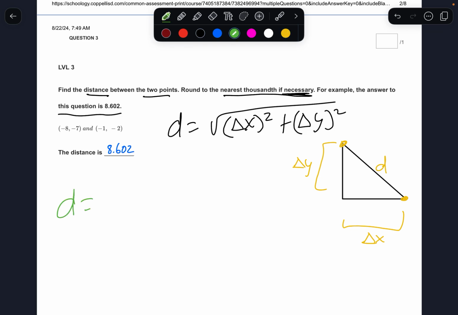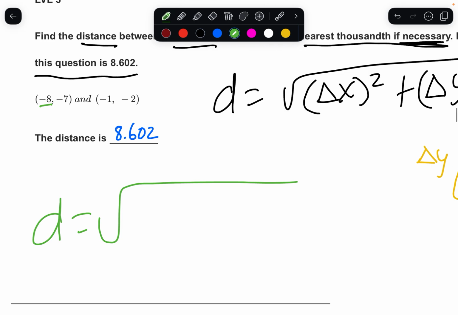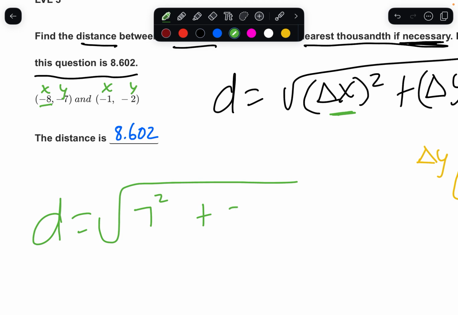The distance equals, it's always the square root. How far apart? Here are my x's. How far apart are those numbers? -8 and -1. That is a distance of 7, always positive, squared. That's my delta x squared. Plus, how about my delta y? -7 to -2 is a distance of 5, and we square that.